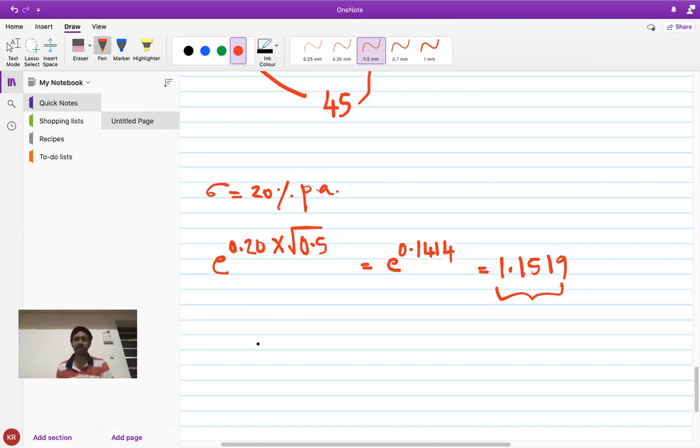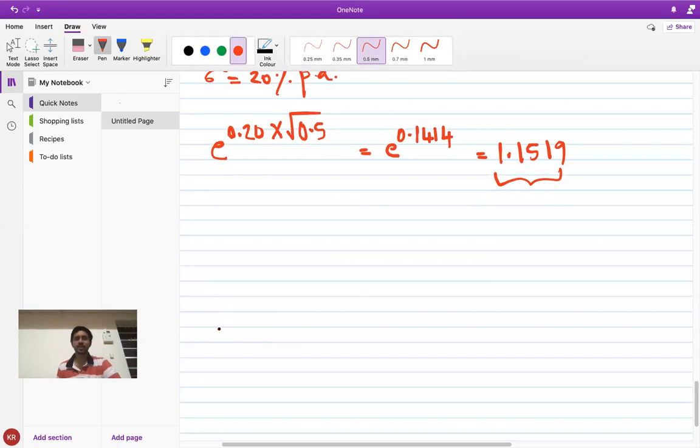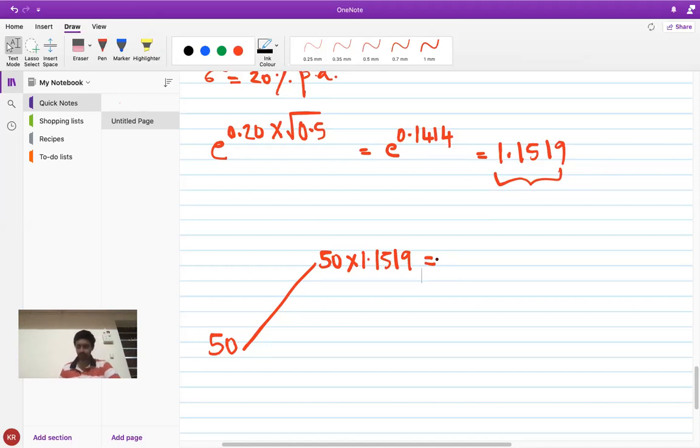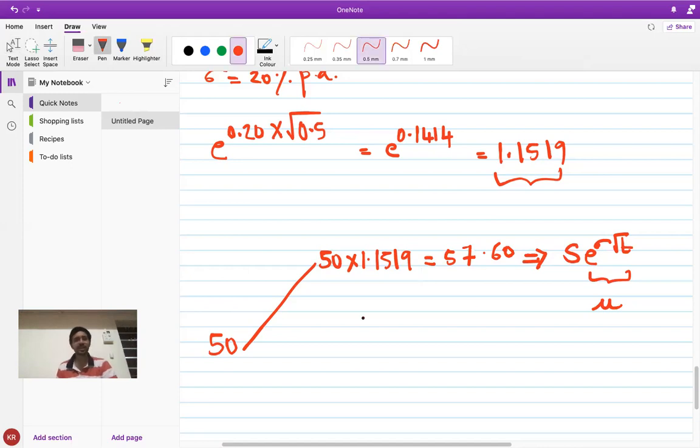Therefore, it is 1.1519. If you want to calculate the share price on the upside, it will be 50 into 1.1519, which is nothing but about 57.60. Therefore, the share price on the upper node is S into e power sigma root t, where e power sigma root t is nothing but u. In our example we had taken u to be 1.1, and calculated the upper side as S into u. Instead, it is S into u, where u is e power sigma root t.